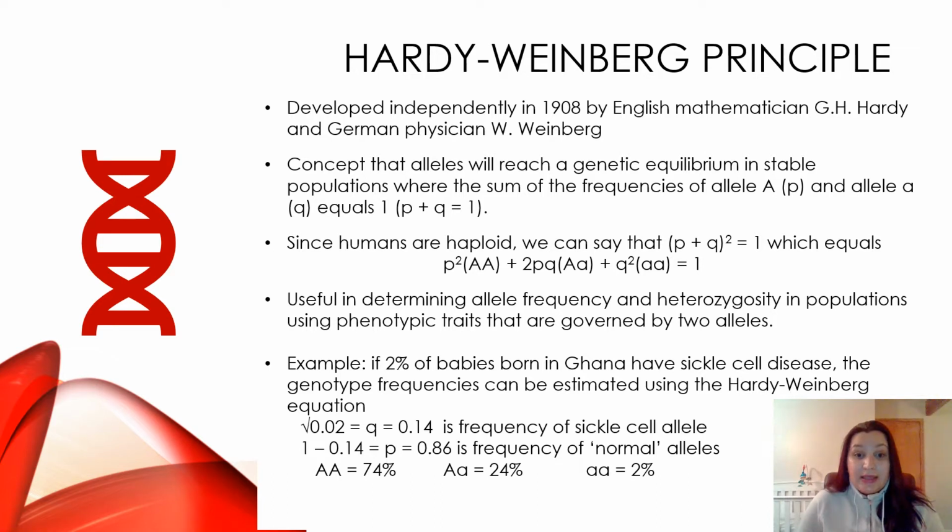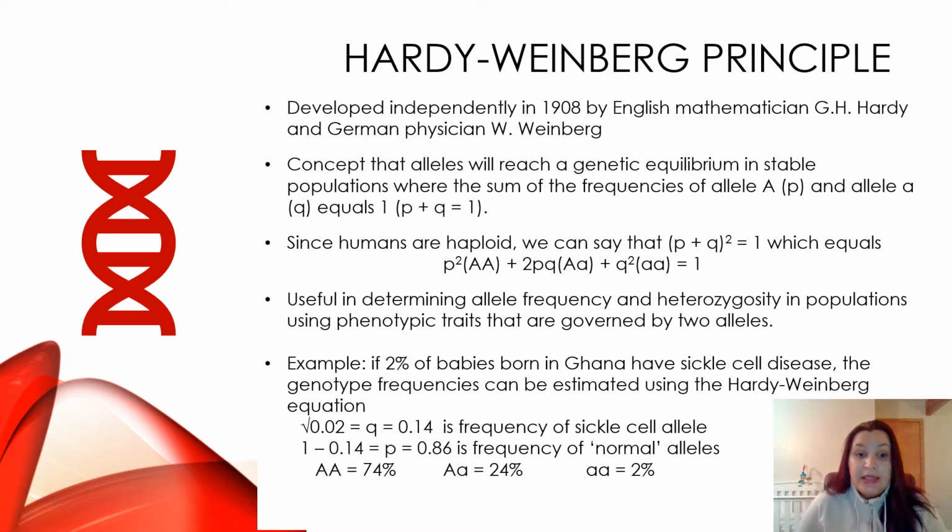So just as an example, you can say that the rate of babies born in Ghana that have sickle cell disease is 2%. So we can use the Hardy-Weinberg principle to estimate how many people are carriers for sickle cell in Ghana. So we'll take the 2%, that's the recessive small a genotype. So that would be q squared. So you take the square root of 0.02, which equals 0.14. That's our frequency of the sickle cell allele.